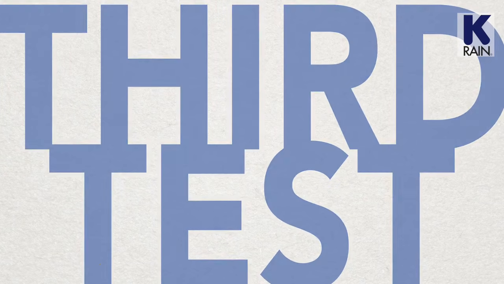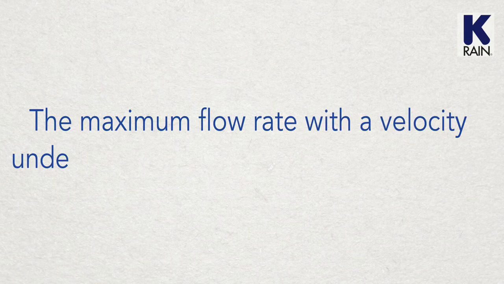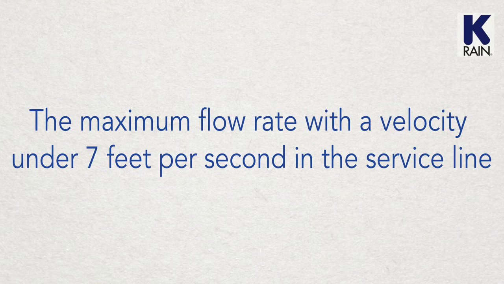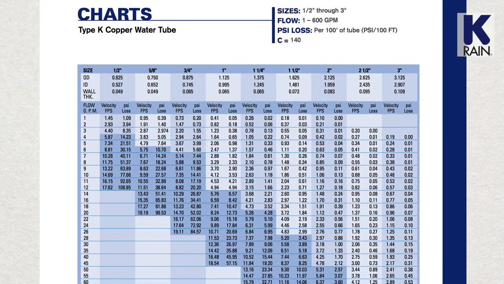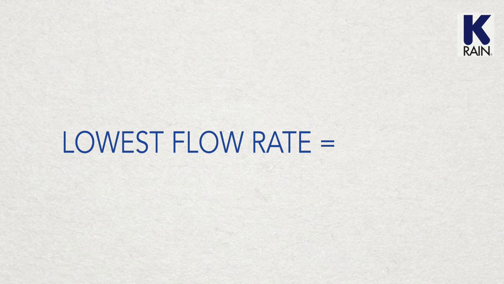And the third test, the maximum flow rate with a velocity under 7 feet per second in the service line, for steel and copper service lines. We've got a 3/4 inch copper service line, so let's have a look at the chart for type K copper tube. We can see that for 3/4 inch pipe, 9 gallons per minute is the maximum flow rate, with a velocity under 7 feet per second, clocking in at 6.61 feet per second. The lowest flow rate that passes all 3 tests is 9 gallons per minute, so we'll use this one to design the system.